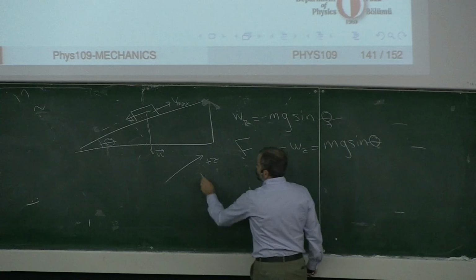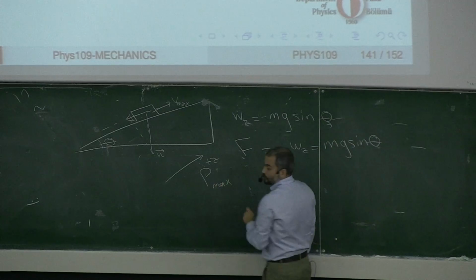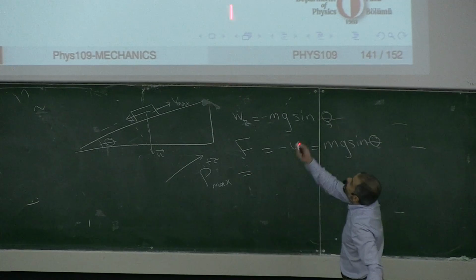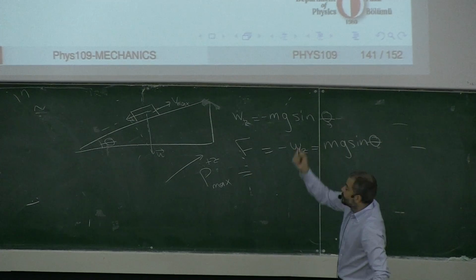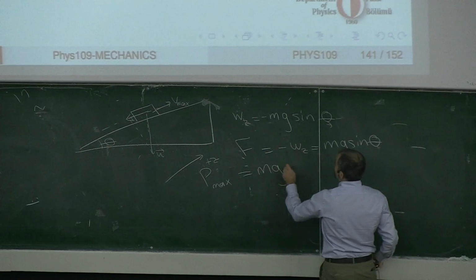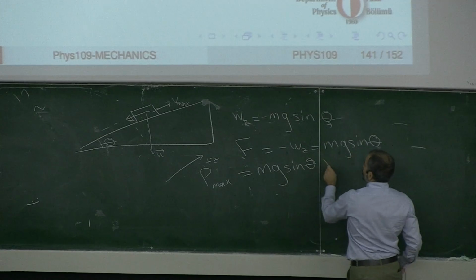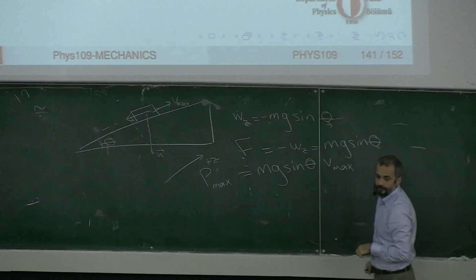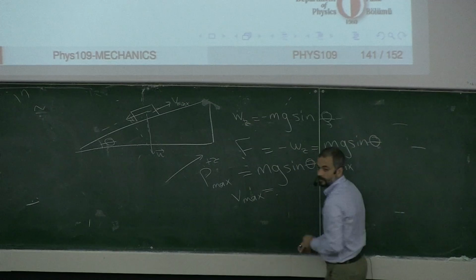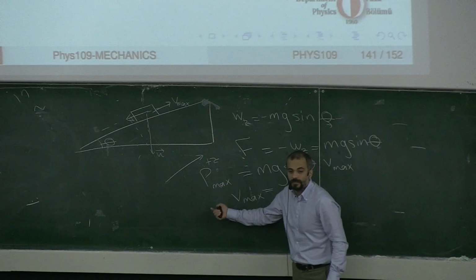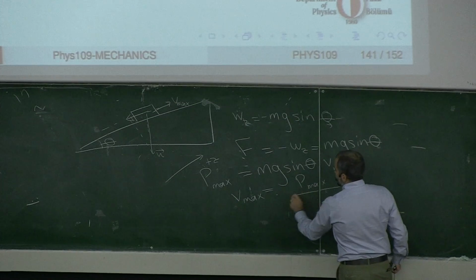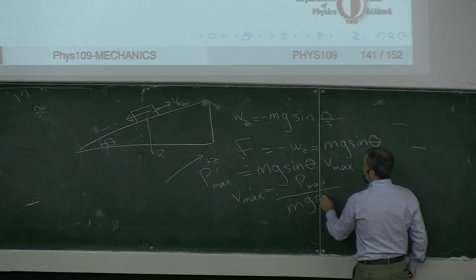Well, we know the power of the engine. Let's say this is the maximum power the engine can provide. The power is equal to the force times the speed. This is the force that the engine is providing, m times g times sine theta, times the maximum speed. So the maximum speed on the hill of a car whose power output is given by P max is equal to the maximum power output divided by mg sine theta.